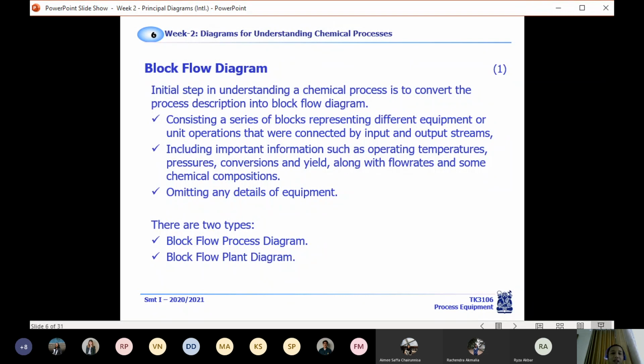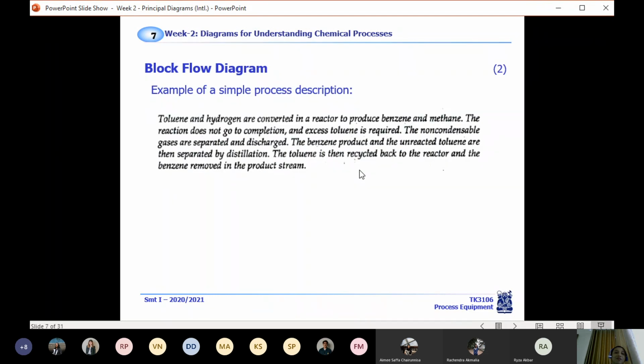Okay, before going there, I will give you an example. This is the example. We have a narration of that process, something like this. Toluene and hydrogen are converted in a reactor to produce benzene and methane. The reaction does not go to completion. The excess toluene is required.